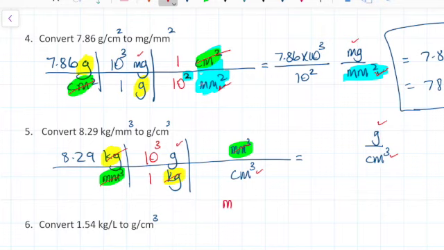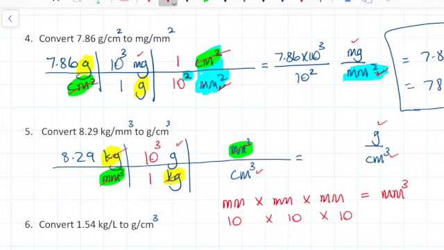What does millimeters cubed mean? It means millimeter times millimeter. It's a volume, right? And I know from previous examples that there are 10 millimeters in a centimeter. So that's going to be 10 times 10 times 10. So if I have 10 millimeters in a centimeter, how many millimeters cubed am I going to have in a centimeter cubed? Well, I'm going to have 10 times 10 times 10. So 10 to the third, or 1,000 of them.